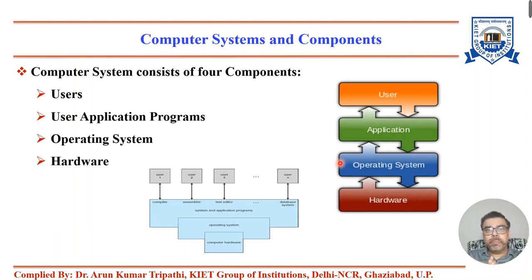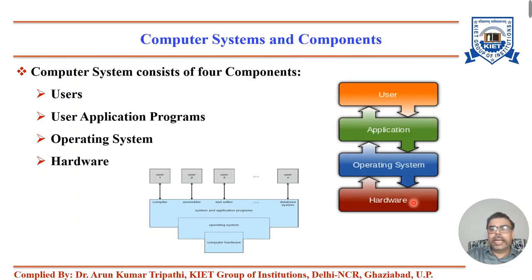So here the computer system consists of four components: a user, an application program, operating system, and hardware. The user interacts with the application program, the application program interacts with the operating system, and then the operating system interacts with the hardware. So whenever a user wants to do some operation or access some hardware, they must interact with some application program and then the operating system.